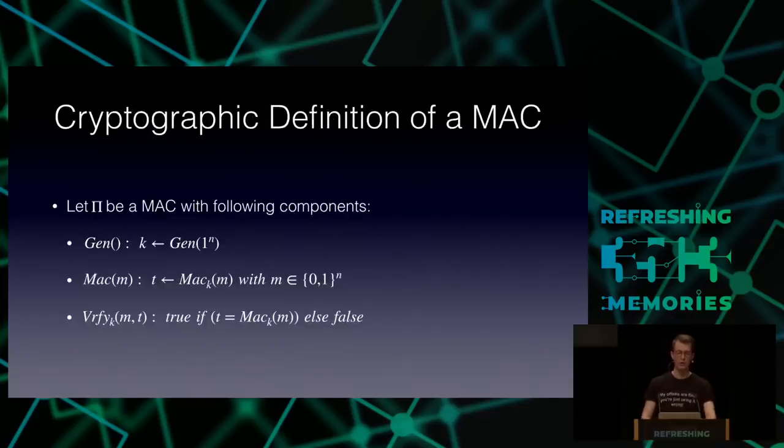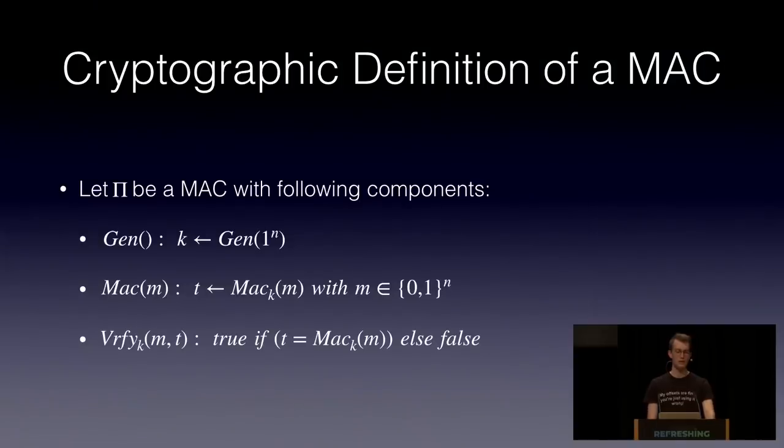So let's take a look at how a cryptographically secure MAC is defined. Let P be a MAC with the following components, and those are basically Gen, MAC, and Verify. So Gen just somehow generates a key. It's only here for the sake of mathematical completeness. Just assume we generate the key by randomly choosing n bits, or however many bits the key needs. And MAC is just a function where we put in an n-bit message, we call m, and it gives us a signature t. And I'm going to say signature, but in reality, I mean a message authentication code. And the third function is Verify. You give it a message and a signature, and it just returns true if that signature is valid for the message or false if it's not.